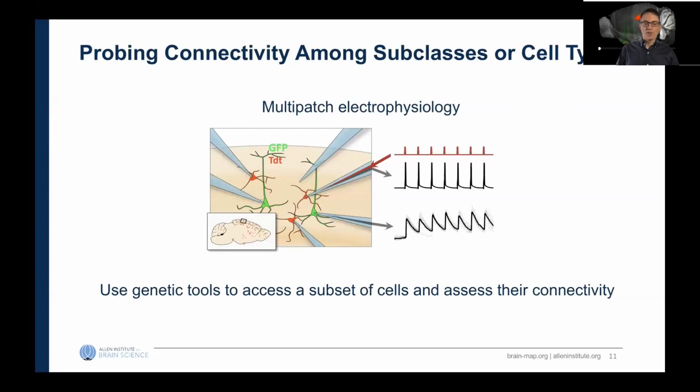It's one thing to understand the parts, but we also have to know how those parts connect. So to do that, we can probe connectivity using this technique, multi-patch electrophysiology. And here we use genetic tools to access a subset of the cells that are in the brain and then assess the probability of connections. And if there is a connection, the connection characteristics. And you'll hear about that in the second part of the tutorial.